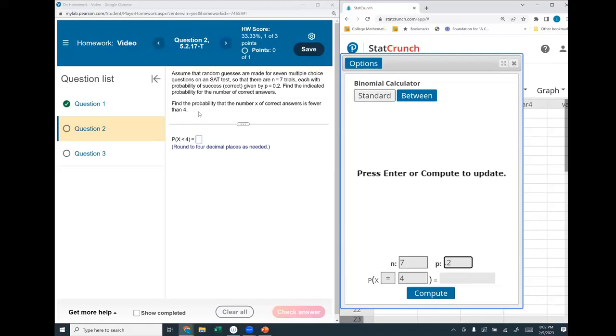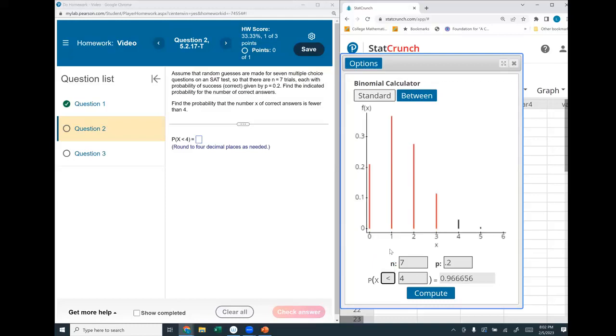So this one is asking for the probability that the number of correct answers is fewer than 4. Fewer than 4 means less than 4. You could even say less than or equal to 3, whichever way you like it. Hit compute, and there we have our answer.